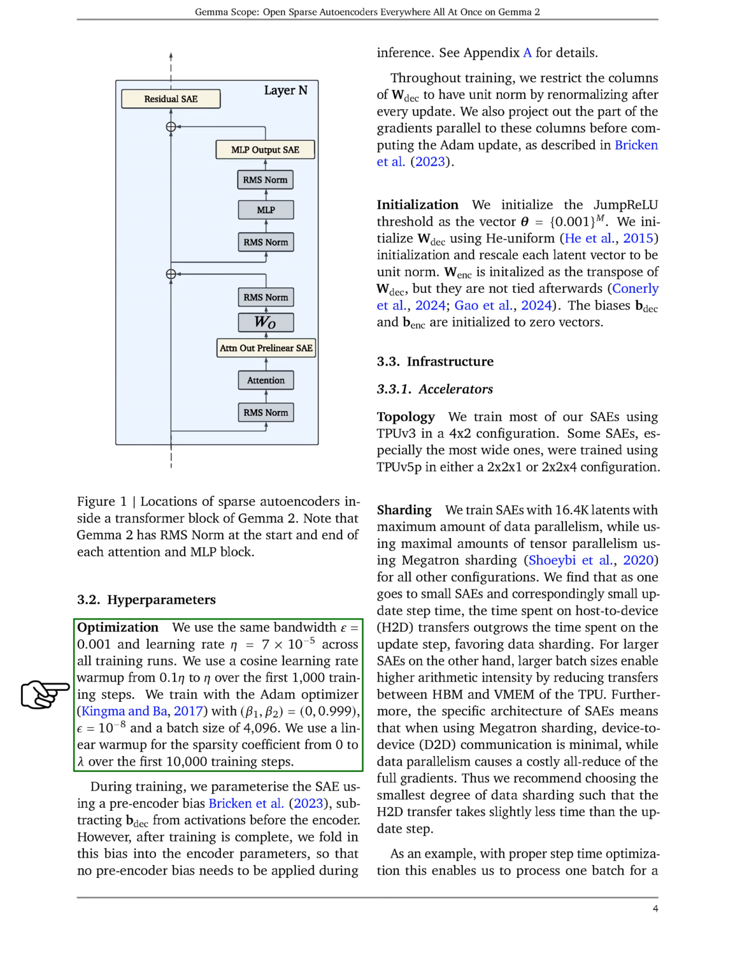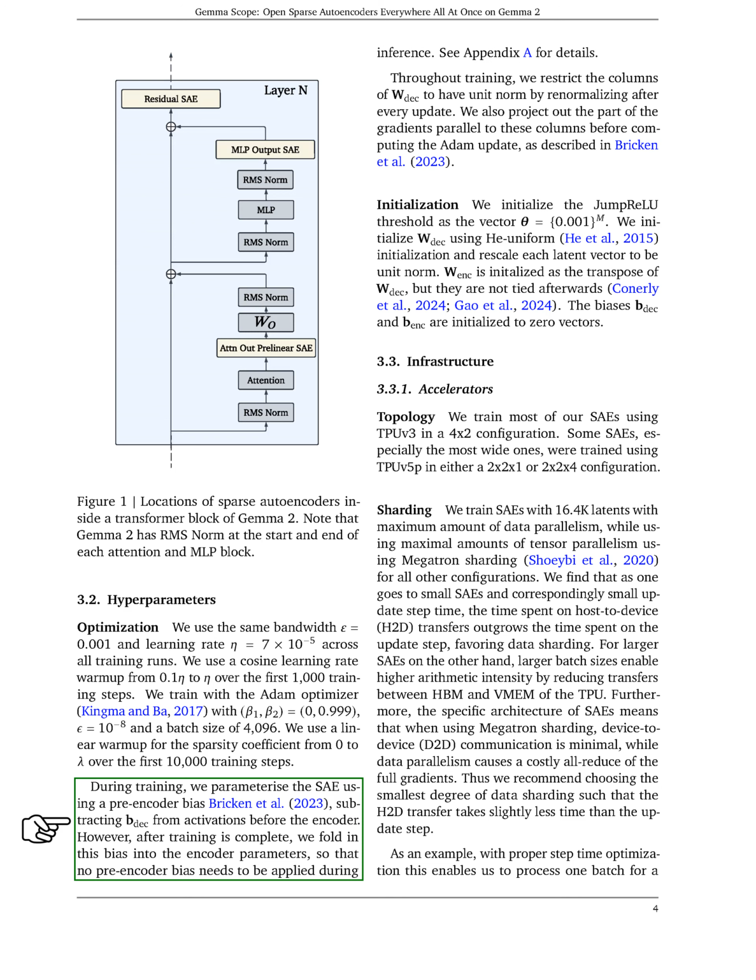For optimization, we maintain the same bandwidth and learning rate across all training runs. We implement a cosine learning rate warm-up over the first 1000 training steps and use the Adam optimizer with a batch size of 4096. We also linearly warm up the sparsity coefficient during the first 10,000 training steps.